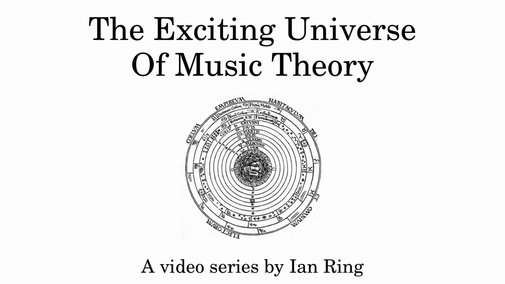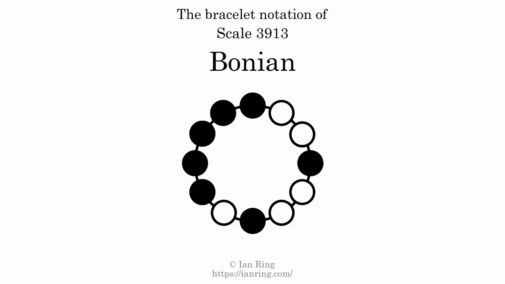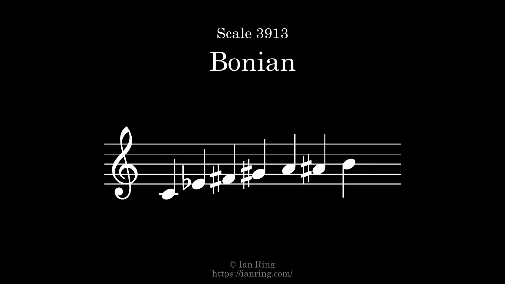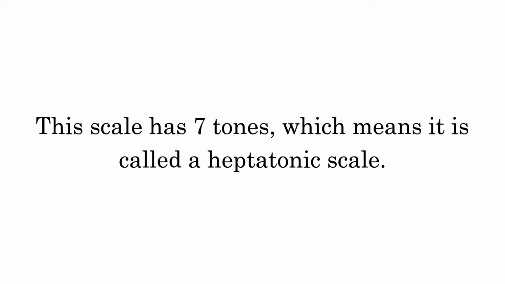Then let's begin. Today we will talk about Scale 3913, Bonian, which sounds like this. This scale has 7 tones, which means it is called a heptatonic scale.